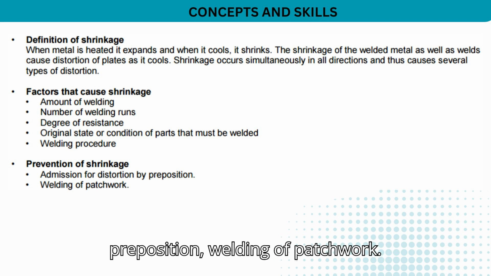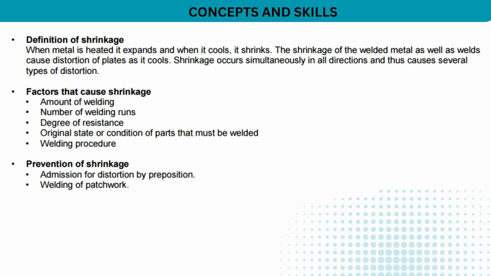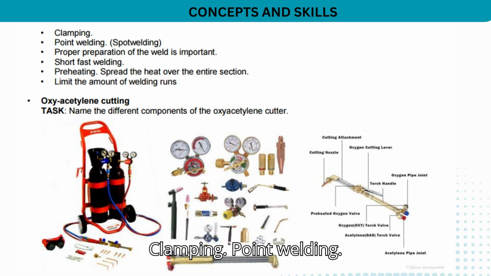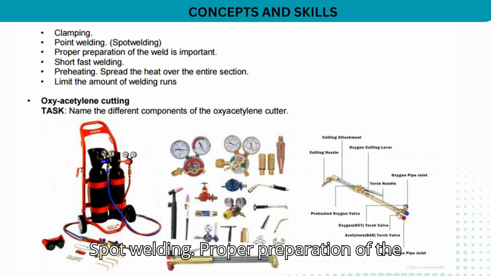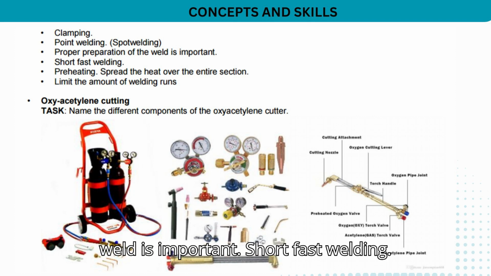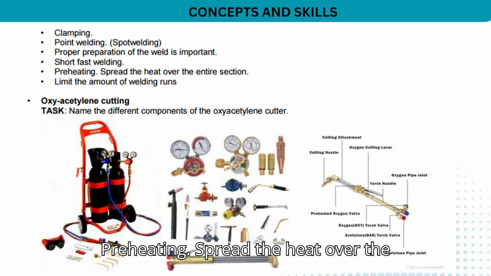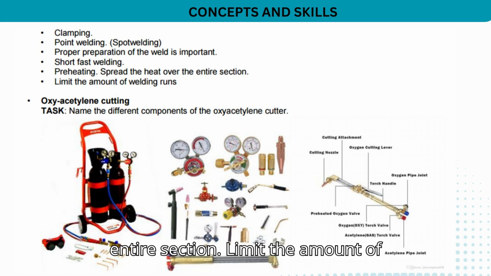Allowance for distortion by pre-positioning. Welding of patchwork. Clamping. Point welding. Spot welding. Proper preparation of the weld is important. Short fast welding. Preheating. Spread the heat over the entire section. Limit the amount of welding runs.